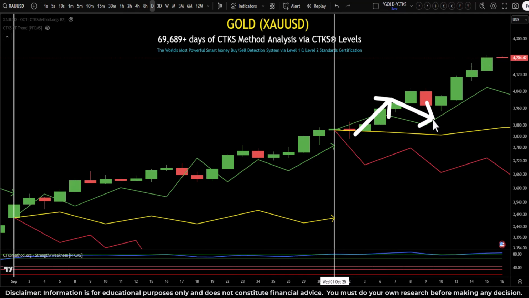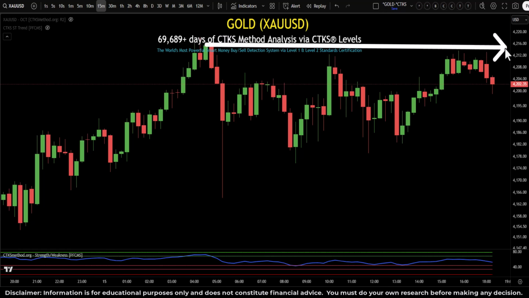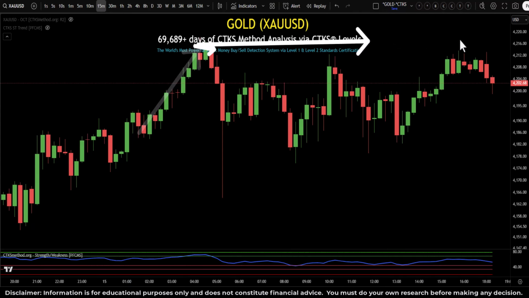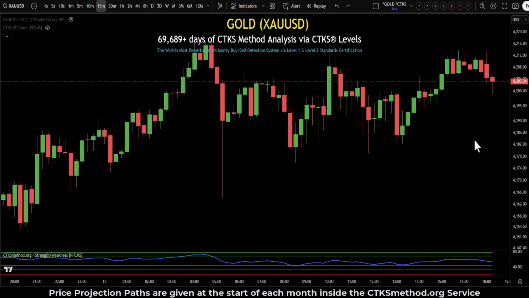Price doesn't move randomly, it moves structurally. Unfortunately, the vast majority of people don't understand structure. They'll look at recent indicative price and say something like, okay, price printed here, therefore that's structure. No, that's not structure, that's RIP, recent indicative price. To actually understand the structure in gold, we literally have to go through 70,000 days worth of data. And that's what we do with Level 1 and Level 2 standard certification.